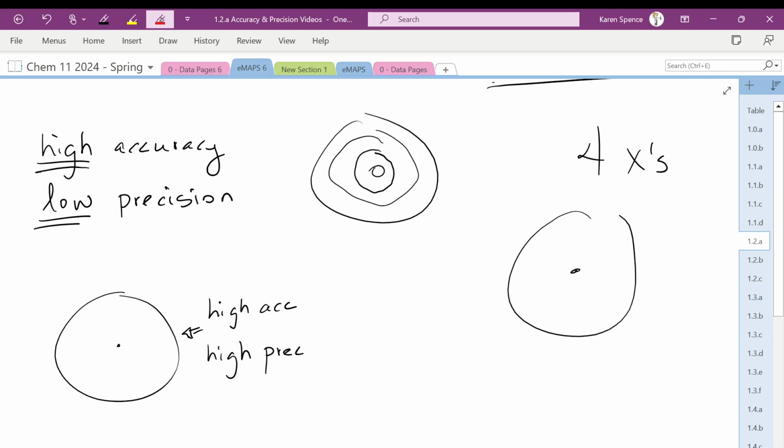Okay, where should they be? If it's highly precise, should they be close to each other or far from each other? They should be close to each other. And if they are highly accurate, what should they be close to? Close to the bullseye. So if I was to put them like here, here, here, here, would that be pretty good? Those are pretty close. They're close to each other. They're close to the target. That's high precision, high accuracy.